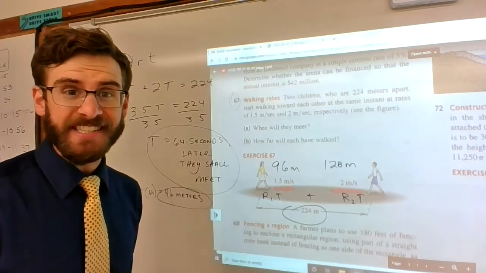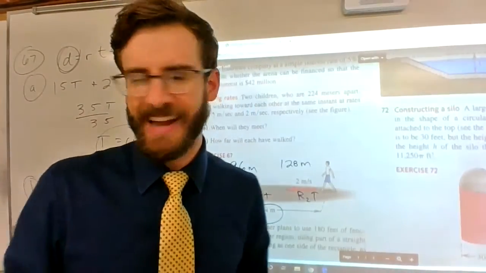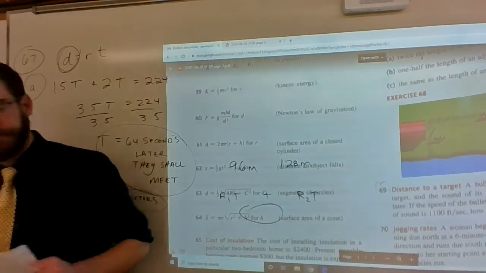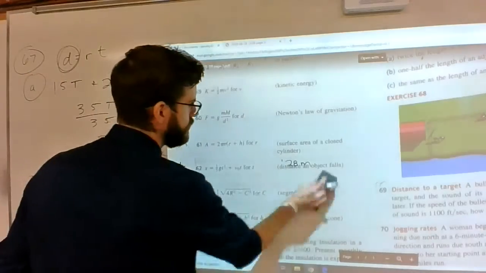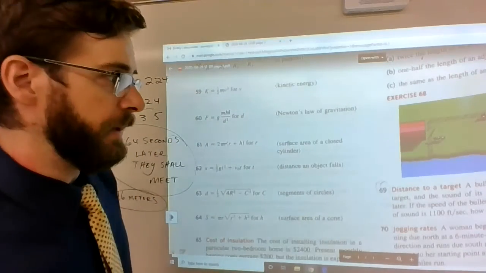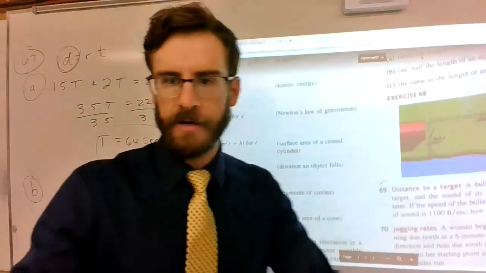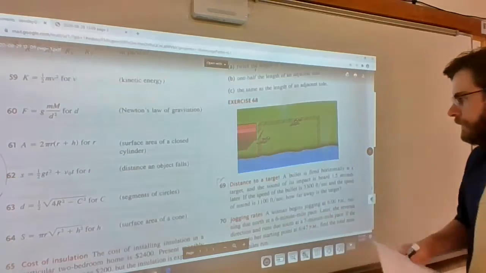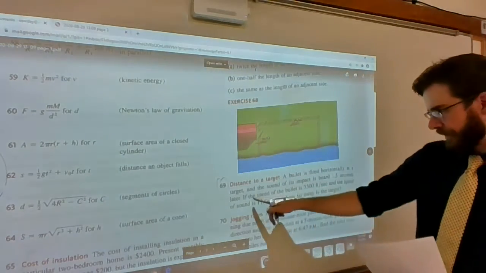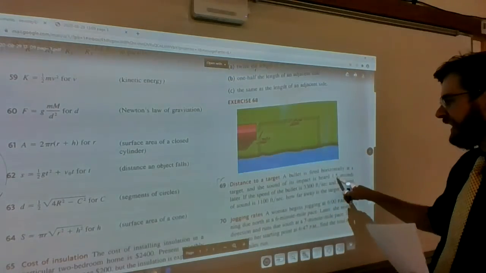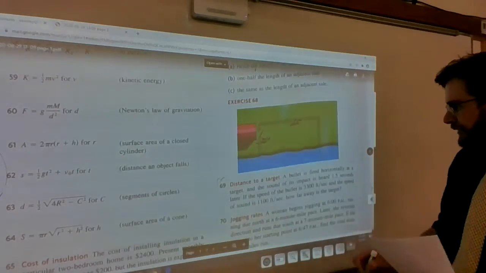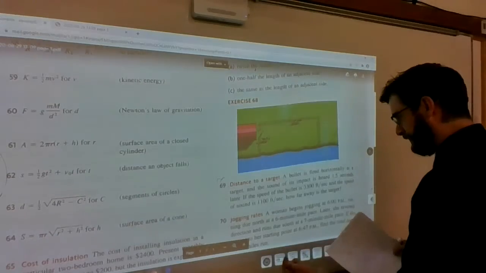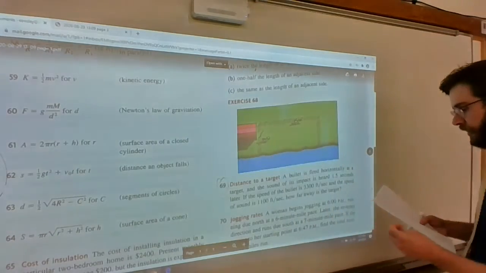All right, I got another distance problem. So we're moving on to problem number 69. Ooh, we got a bullet. A bullet is fired horizontally. Here, I'll just go to the other side of the whiteboard. A bullet is fired horizontally at a target, and the sound of its impact is heard 1.5 seconds later. If the speed of the bullet is 3,300 feet per second, and the speed of sound is 1,100 feet per second, how far away is the target?